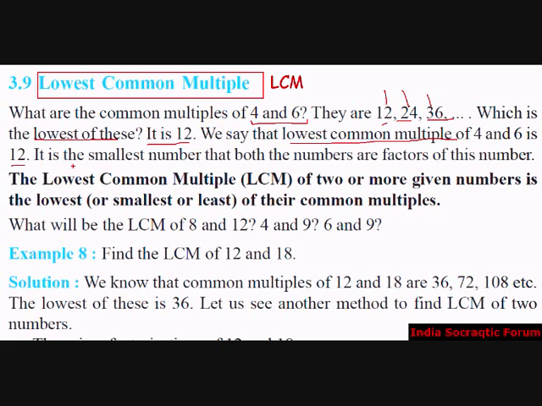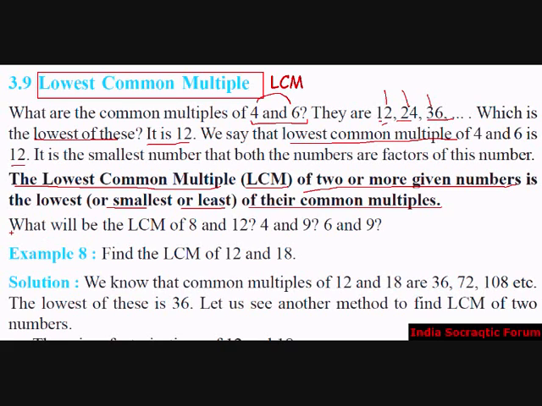It is the smallest number that both the numbers are factors of. Like, for 4 and 6, 12 is the multiple of both, right? So that is the idea. The lowest common multiple, otherwise called LCM, of two or more given numbers is the lowest, or smallest, or least, you can call anything, of their common multiples. If we take some example and see, it will be a lot clearer for you.